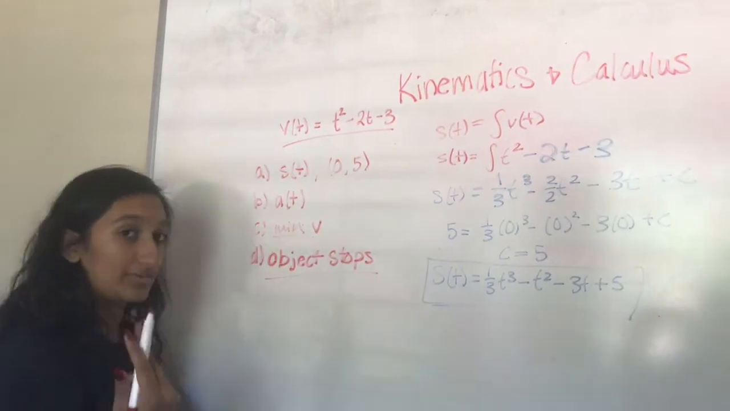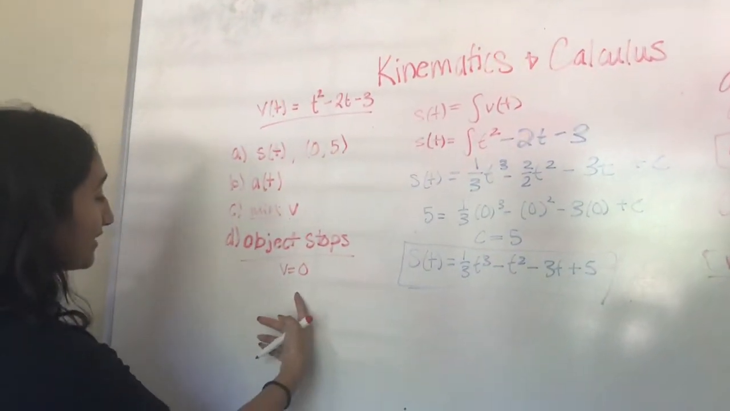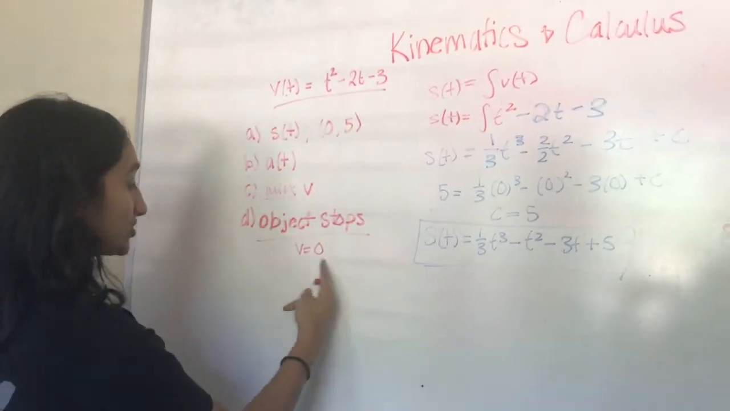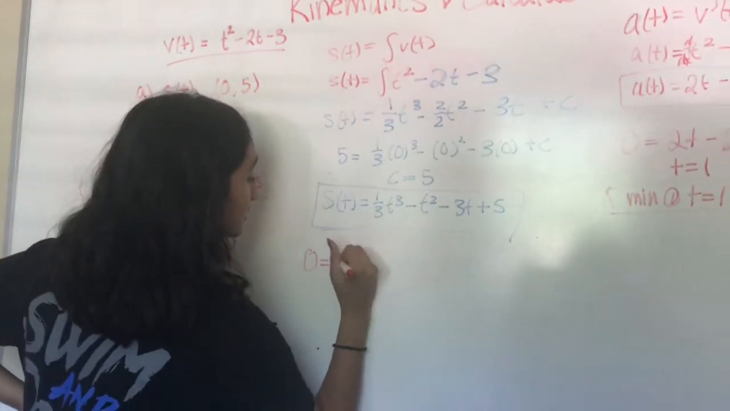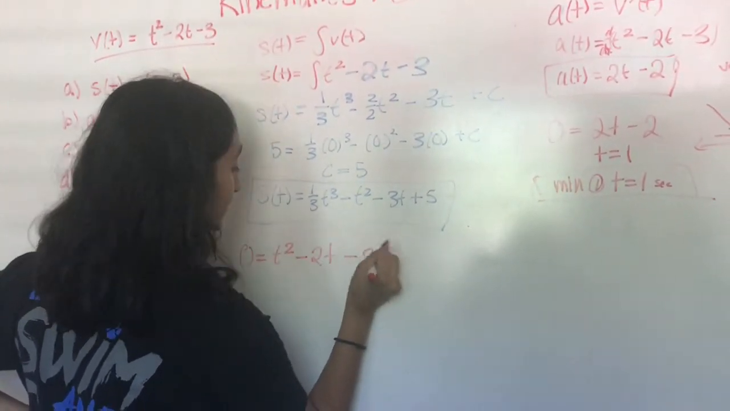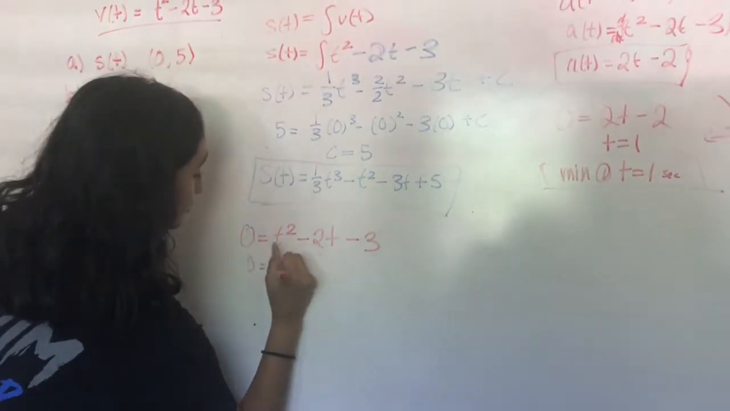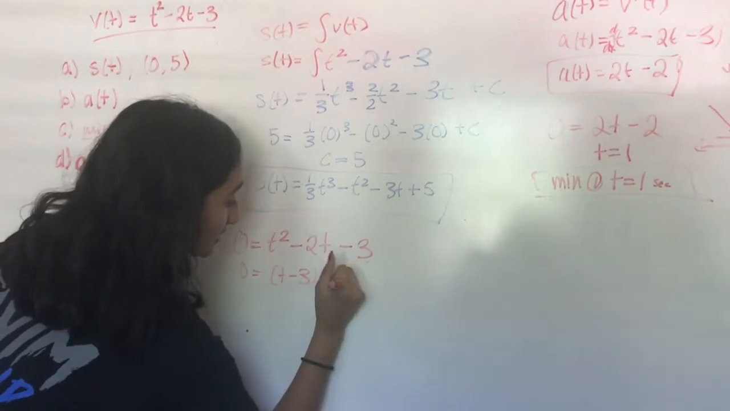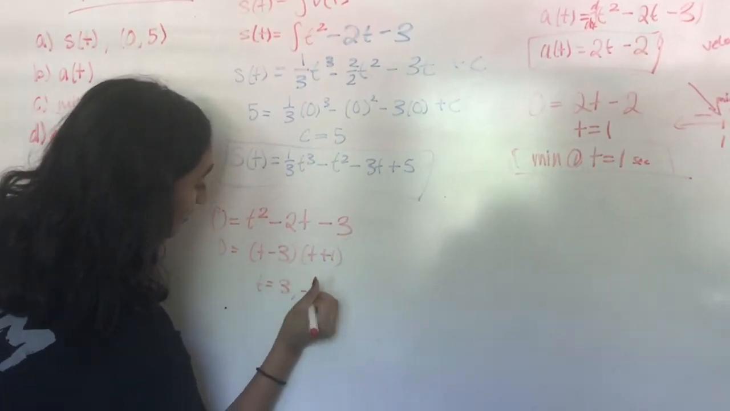And then lastly, I'm going to find where the object stops. So that means when the object is at rest, so you would say velocity equals 0. The way that I would find that is I take my velocity equation and I just set it to 0. So here, 0 equals t squared minus 2t minus 3. So you would just do basic factoring and find your zeros. So you would do t minus 3 and t plus 1. So t equals 3 and negative 1.